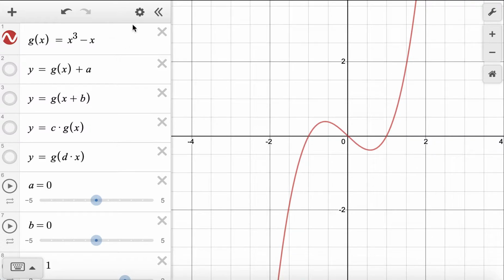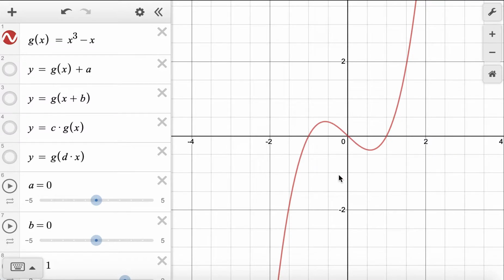So here I have the graph of a polynomial. It's x cubed minus x. If you wanted to, you could factor this, greatest common factor, then difference of squares, to find that the three zeros are at x equals -1, x equals 0, and x equals 1. That's what we see here on the graph. It's an odd function. We can notice some other things about it.